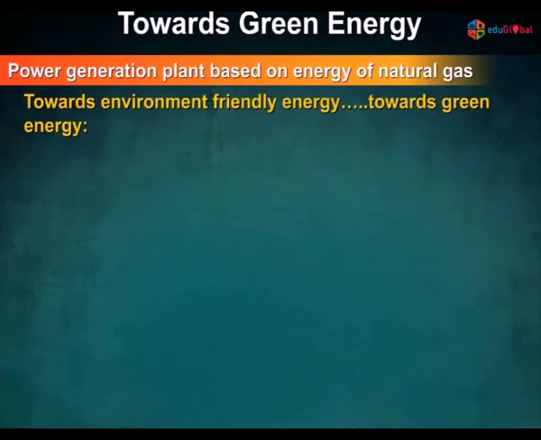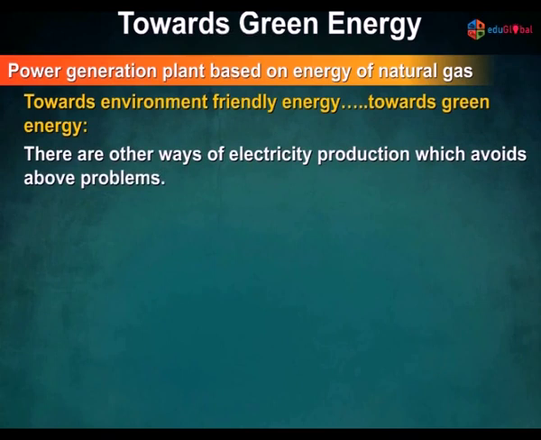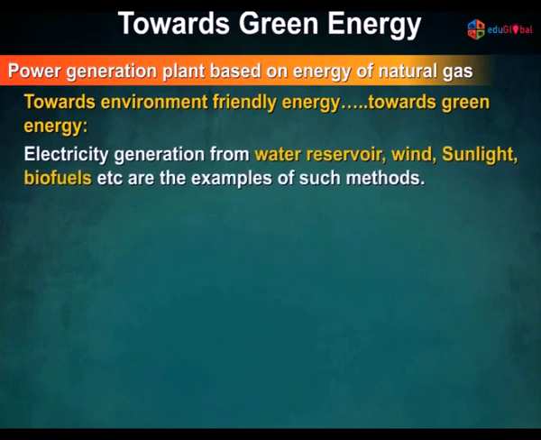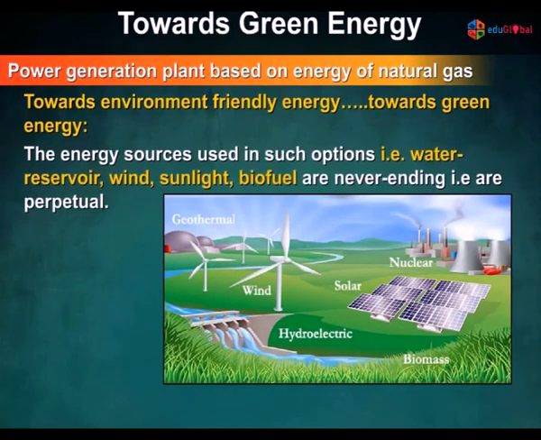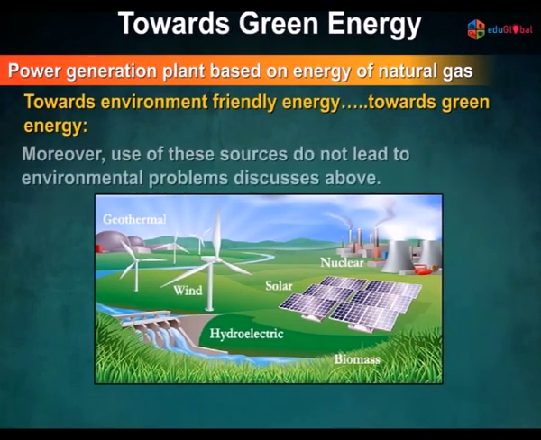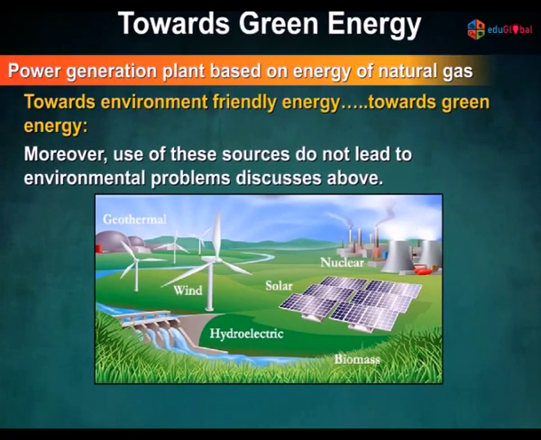Towards environment-friendly energy, towards green energy. There are other ways of electricity production which avoids above problems. Electricity generation from water reservoir, wind, sunlight, biofuels, etc. are the examples of such methods. The energy sources used in such options, that is, water reservoir, wind, sunlight, biofuel, are never ending, that is, are perpetual. Moreover, use of these sources do not lead to environmental problems discussed above.